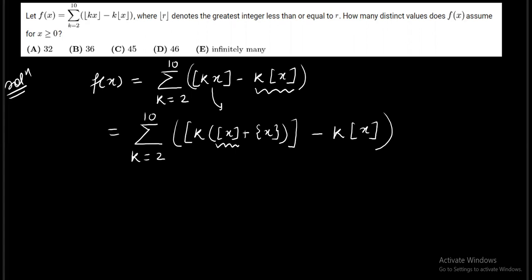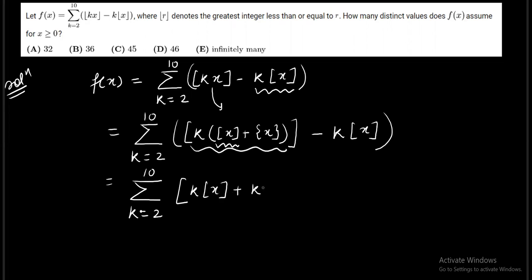After creating this, what is the next step? You can just separate this term. That means sigma k is from 2 to 10. Now let us expand it and see what is written: integral part of k times integer, which itself is an integer, plus k times fractional part of x, minus k times integral part of x, right?